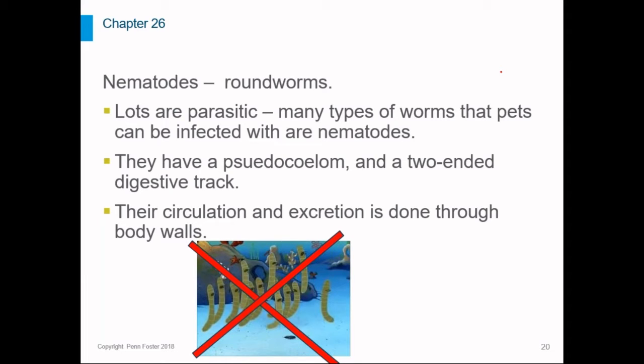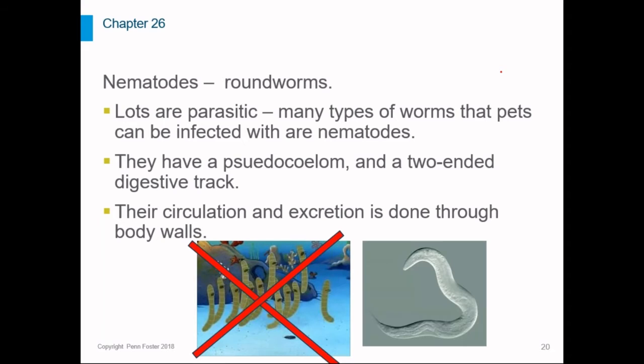They do have a pseudocoelom and a two-ended digestive tract, and their excretion and circulation are done through the body walls. And there's a picture of an actual nematode.